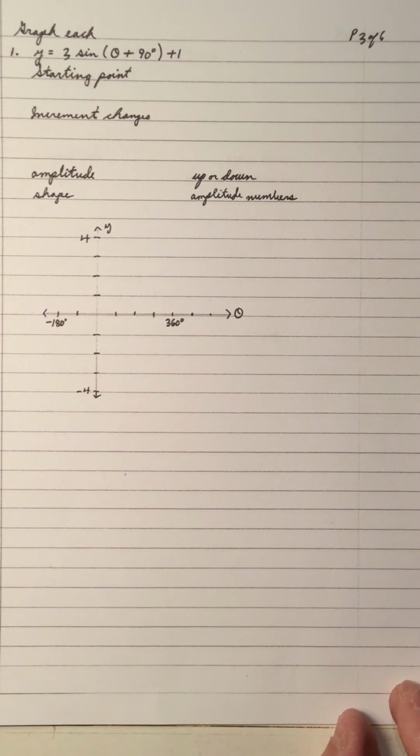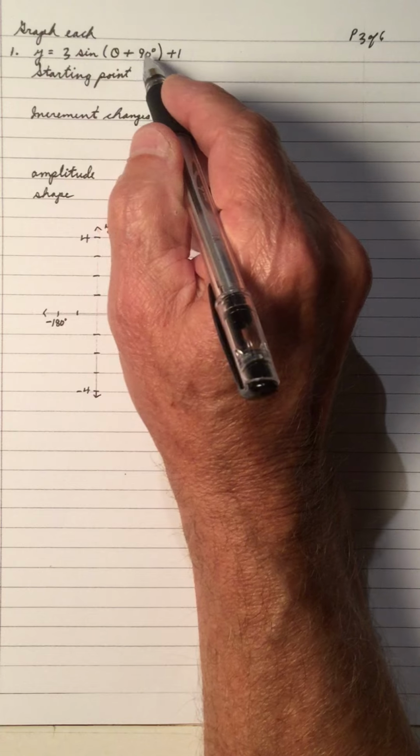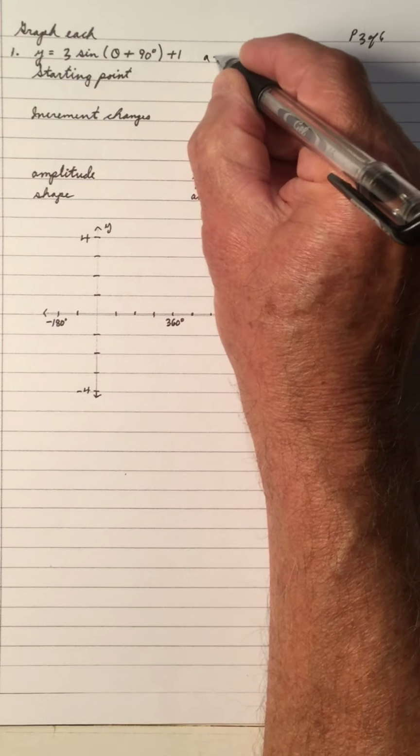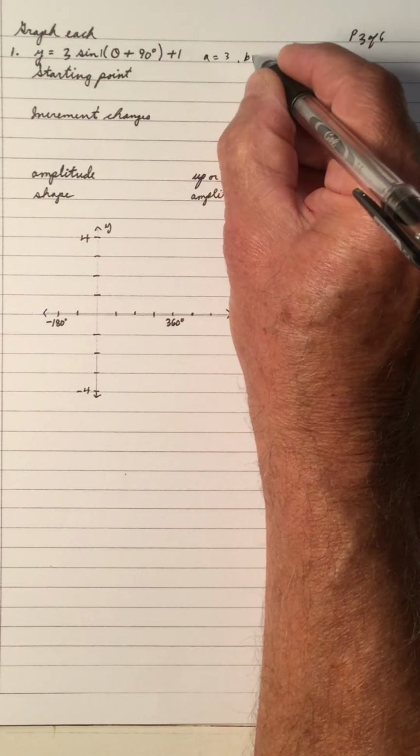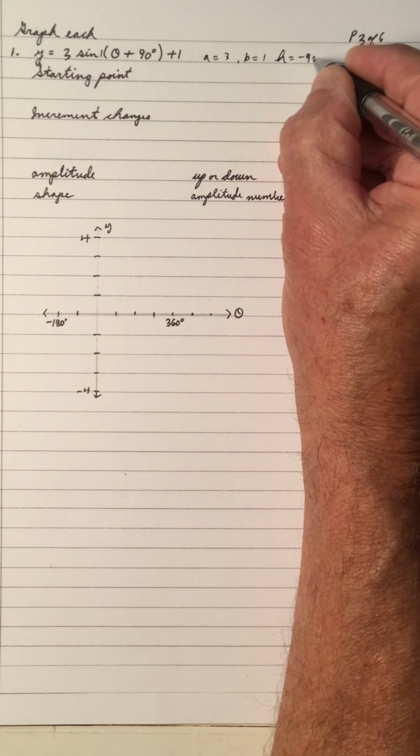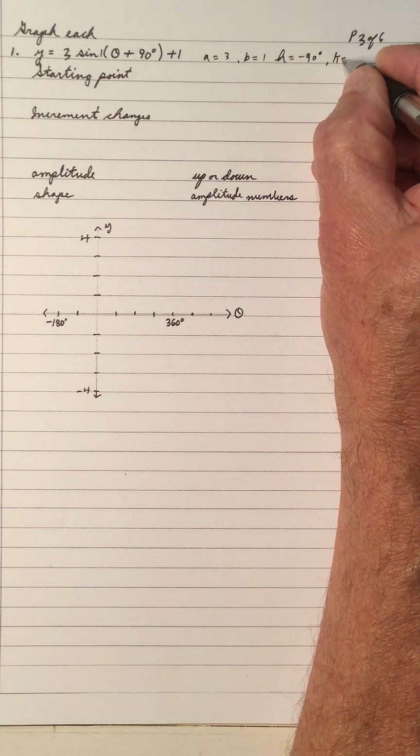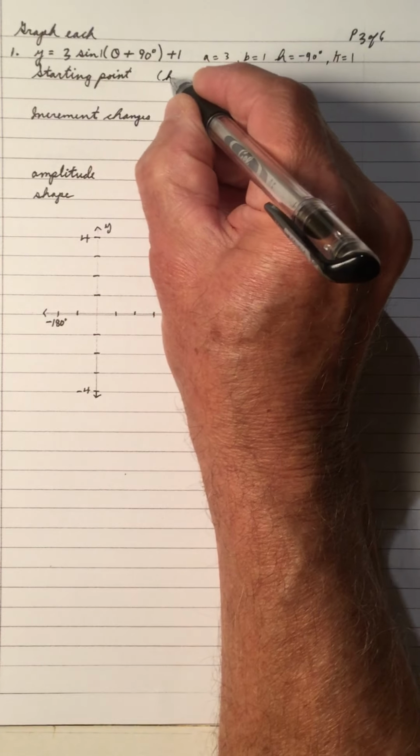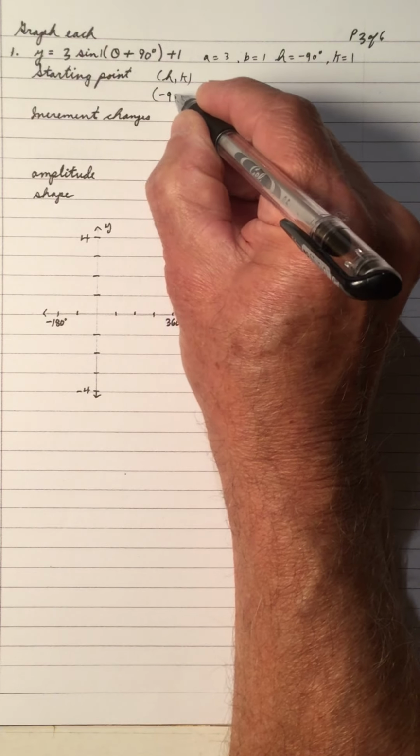We're going to graph each. We have an equation: y equals 3 sine of (theta plus 90 degrees) plus 1. So A is 3, B is 1, H is negative 90, and K is plus 1, or 1. So the starting point is H comma K. So the starting point is the minus 90.